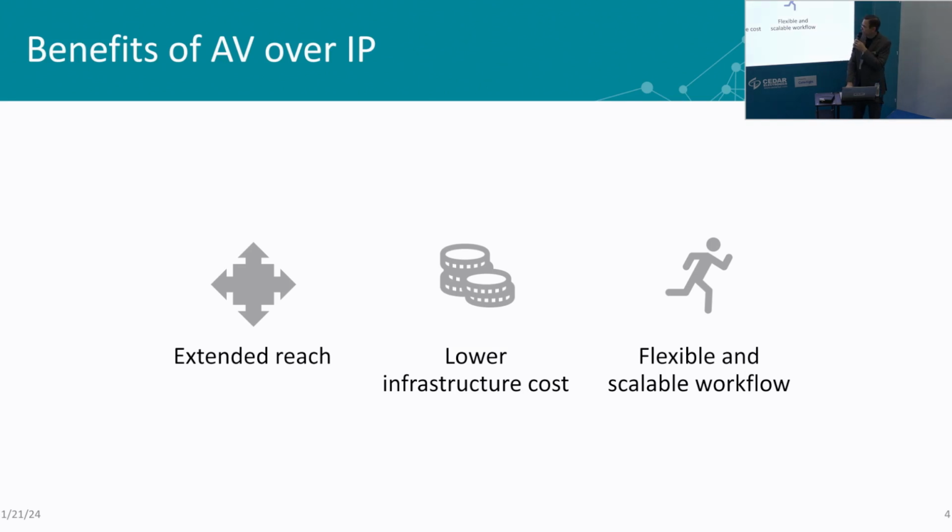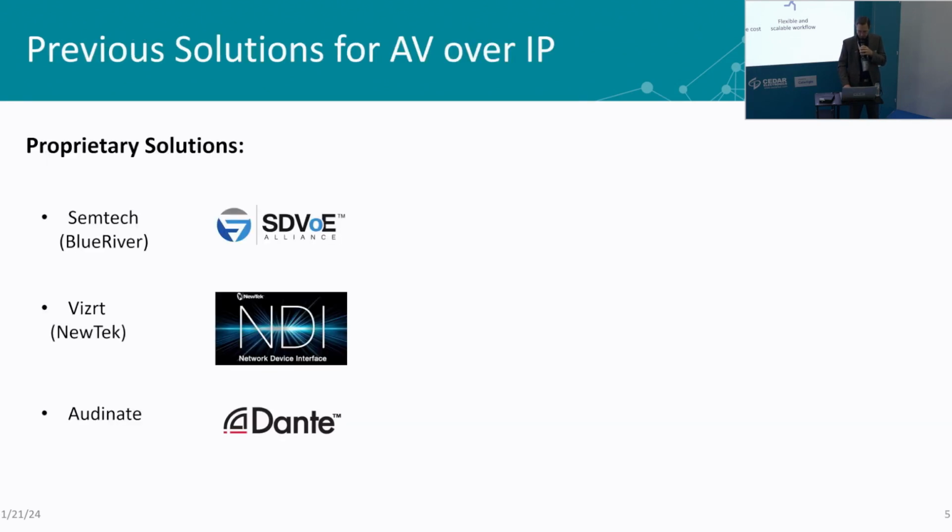What are some of the benefits of AV over IP? You get reach, you can send it all across a facility, you can get much lower infrastructure cost, and the flexibility and scalability. So what's out there today? You've probably seen some of these. There's a SDVOE solution, which works well in many applications. The NDI solutions as well, and Dante are kind of the three big players.